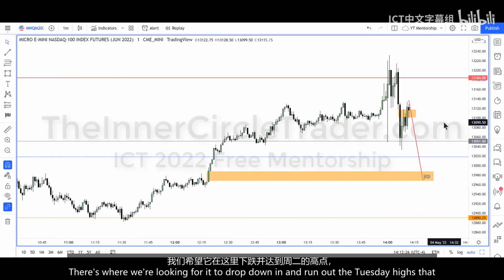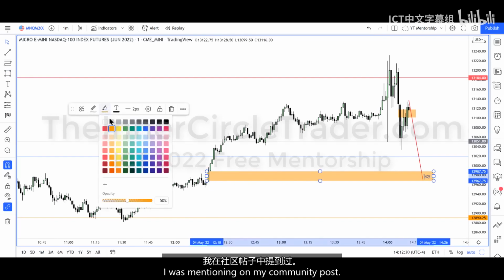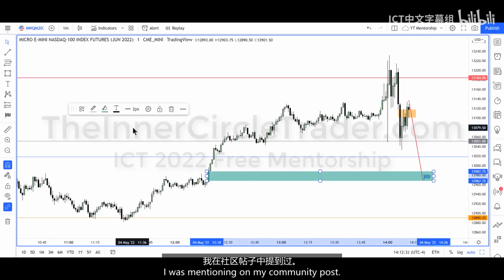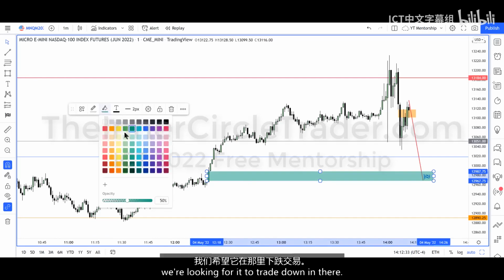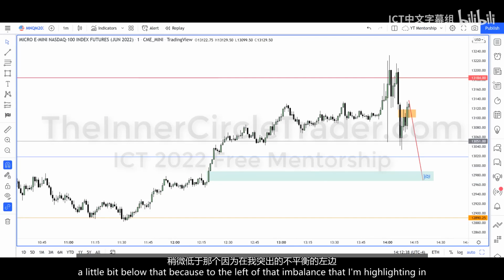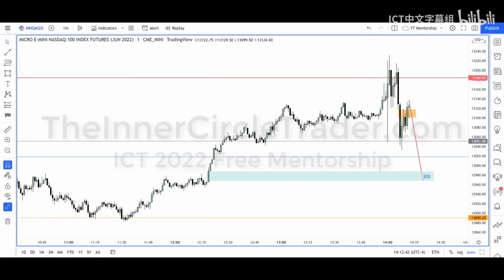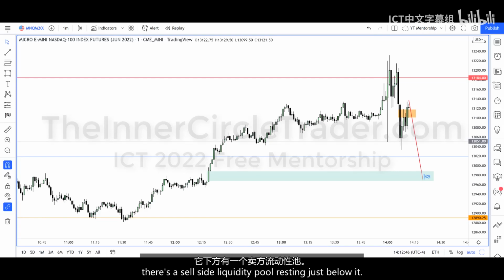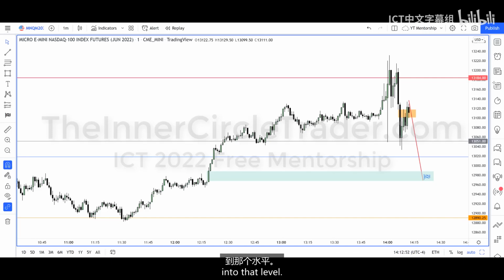There's where we're looking for it to drop down in and run out the Tuesday highs that I was mentioning on my community post. So in other words, we're looking for it to trade down in there. Now it could sweep a little bit below that because to the left of that imbalance that I'm highlighting in turquoise, there's the sell side liquidity pool resting just below it. But for now, I'm just focusing there. So it could drop down into that level.